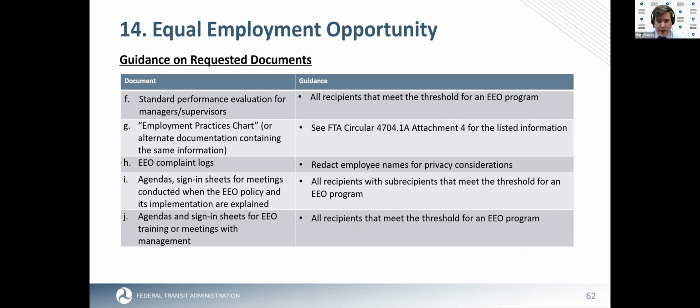Item F, provide your standard performance evaluation for managers and supervisors. Item G, include for your reviewer your employment practices chart. If you want to know what goes into that, we've got a circular reference here for you.